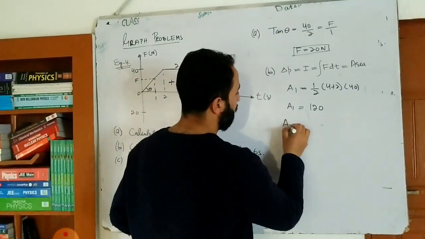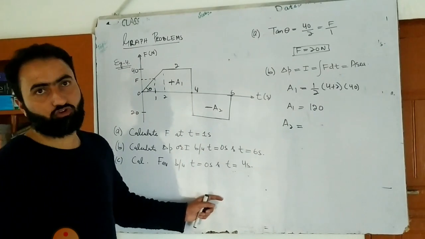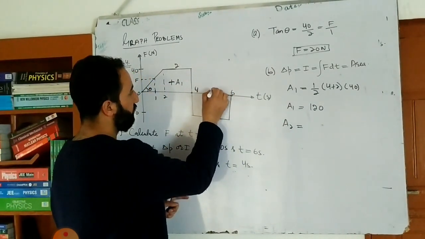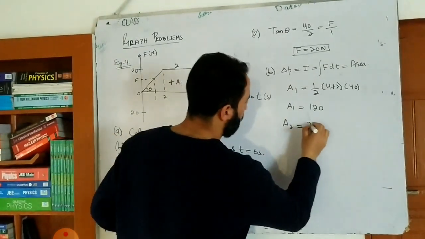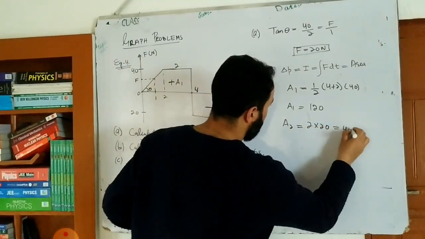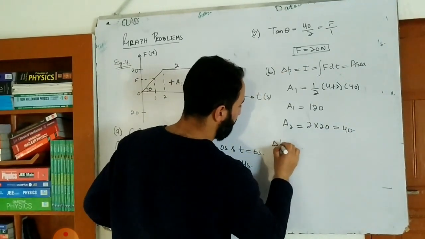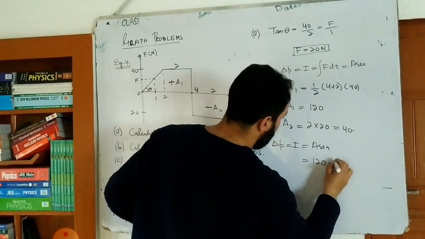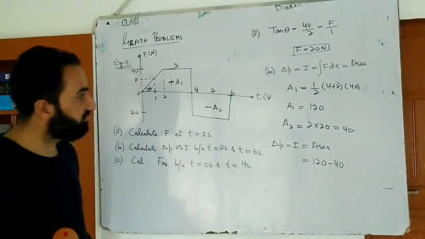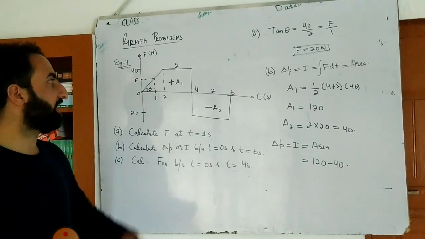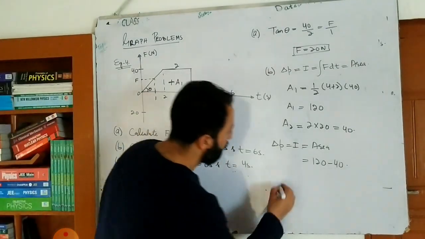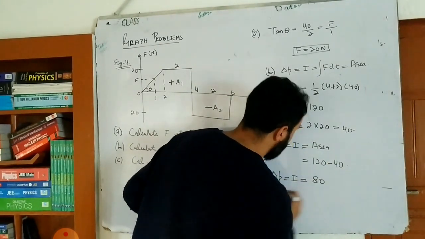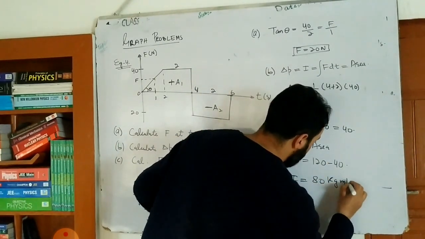Let's calculate area A2. A2 is simply a rectangle. So it will be length into breadth. Suppose this is length. So how much is this? This is 6 minus 4, that's equal to 2. And this here is 20. So 2 multiplied by 20, and that's equal to 40. So delta P will be equal to I, will be equal to area. And this area is equal to 120 minus 40. Minus इसलिए because the area below the time axis is taken as negative and the area above the time axis is taken as positive. So delta P is equal to impulse is equal to 120 minus 40, that's equal to 80. And the units will be kilogram meter per second.